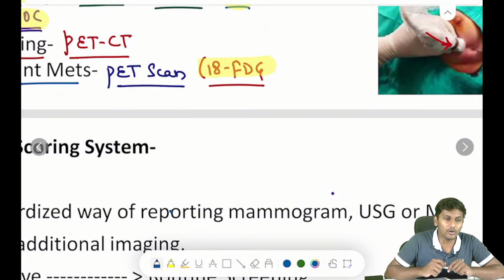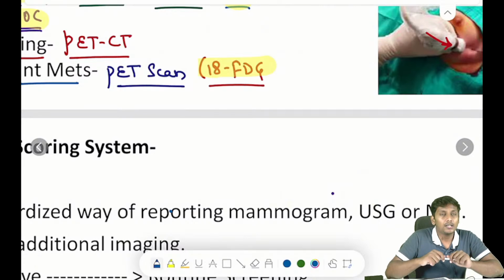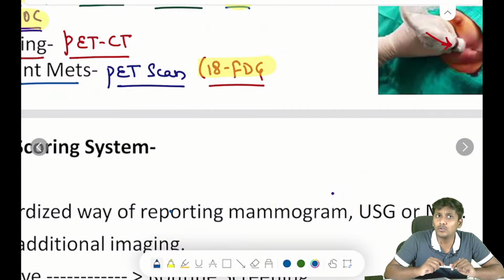Because I hope all of you are quite aware. Yeah, TNM classification of staging, I'll be talking about it. I'm starting with breast cancer. Breast cancer has not started yet. We are just talking about the basics. 18 FDG, if I talk about it, definitely 18 fluorodeoxyglucose. Why are we using glucose over here?